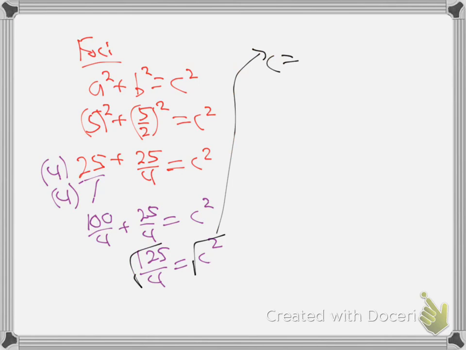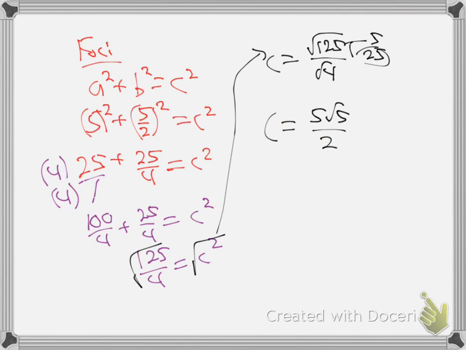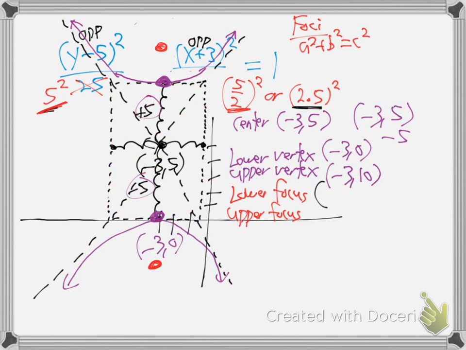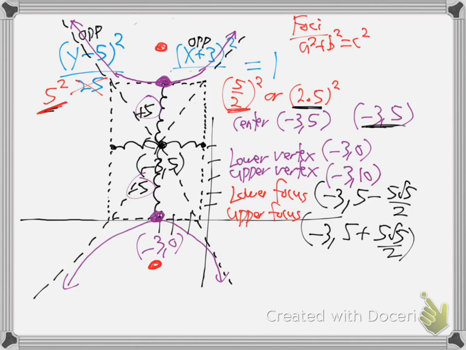Root it. So c is the square root of 125 over the square root of 4. The root of 25 is 5, so that's 5 root 5 over 2. Root of 4 is 2. So c is plus or minus 5 root 5 over 2. You good there? So that means the lower focus, take the center, and you're going to add and subtract. So we're going to take -3, 5 minus 5 root 5 over 2, and -3, 5 plus 5 root 5 over 2. You see that? It's 5 plus or minus the c, right? Because you go up c and down c to get from the center up and down to the focus points. So you got to add and subtract the 5 root 5 over 2 from the center.